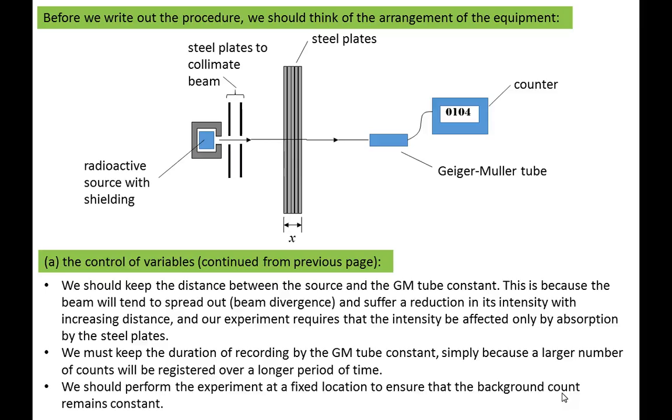Obviously the time over which you measure the counts must be kept constant. You cannot, for one try, measure for 1 minute, and then the next try measure for 5 minutes. Obviously the count rate will be different. So you need to keep the duration constant.